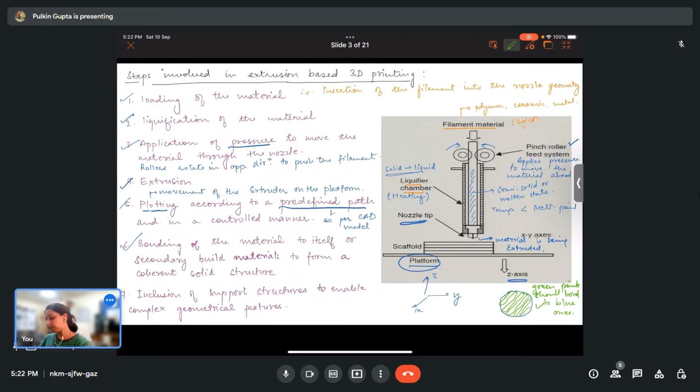And the last one is inclusion of support structures to enable complex geometrical features. So suppose you want to print some overhang parts or internal geometries. In that case, you always require certain kinds of support structures. This has been repeated innumerable times that for complex geometries, where there are certain overhangs or internal cooling channels or any such complexities, we require support structures.